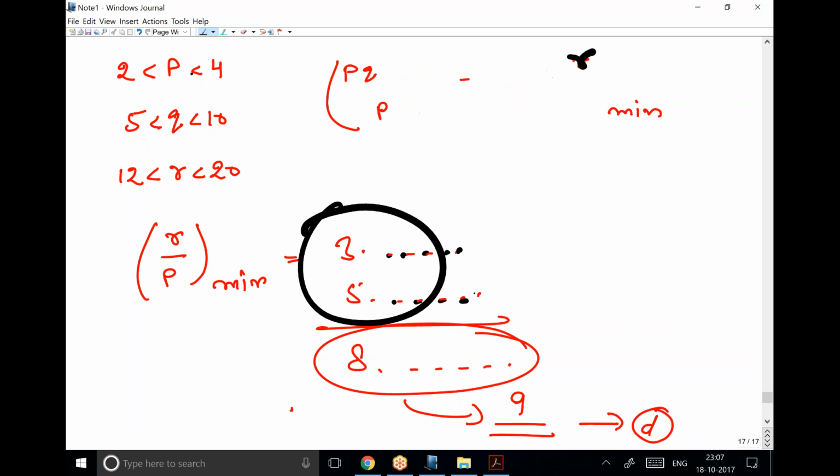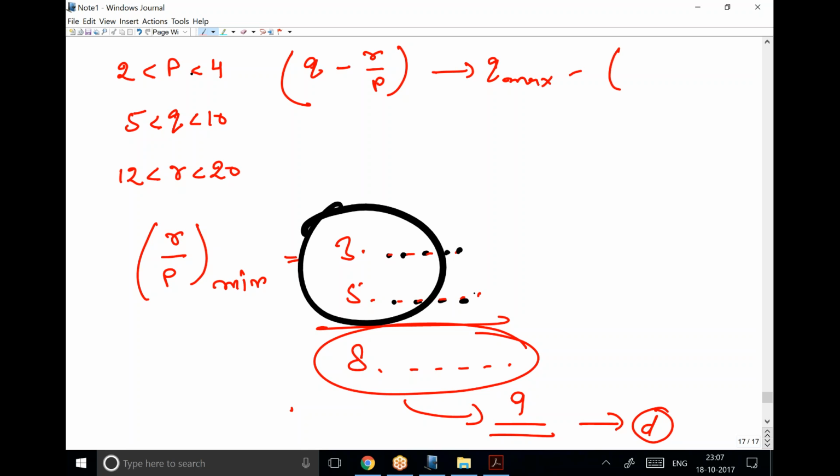Similarly, if you look at the second case, they are looking for a maximum possible value, which is Q minus R by P, right? So in this case we know we are looking for the maximum of Q and the minimum of R by P. The minimum of R by P we already know from the previous case: it has to be slightly above 3, but the maximum of Q has to be slightly below 10.